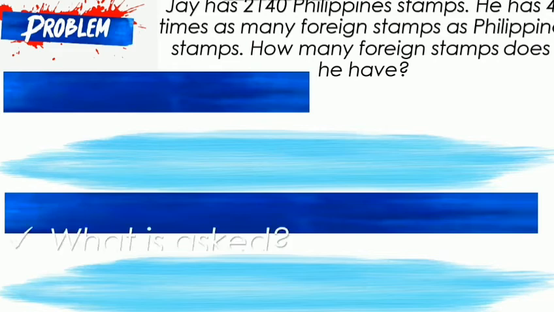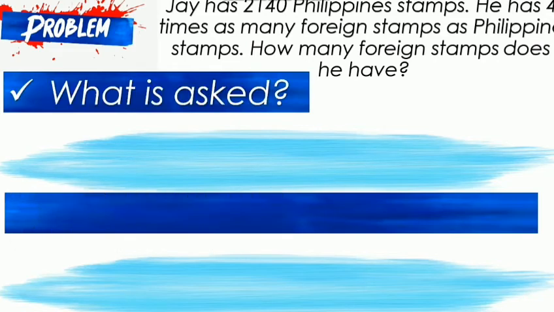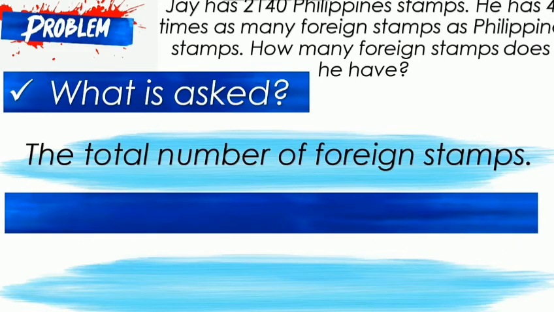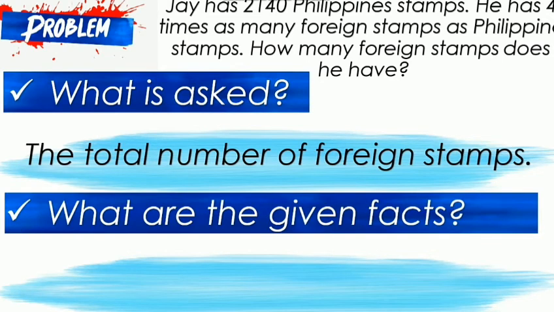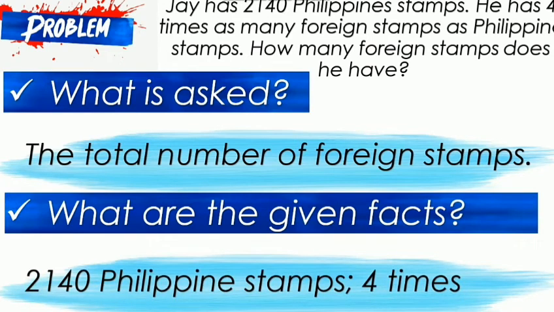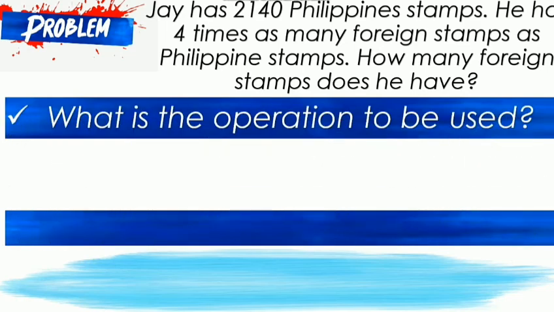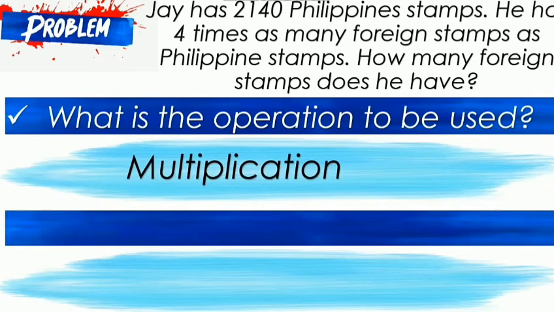Joy has 2,140 Philippine stamps. What is being asked? We are asked to find the number of foreign stamps he possesses, that is the total number of foreign stamps he has. What's the information that was given? We're given 2,140 Philippine stamps, and don't forget they said 4 times as many foreign stamps also. Now the operation to be used is visibly multiplication. We are going to be using multiplication as our operation.